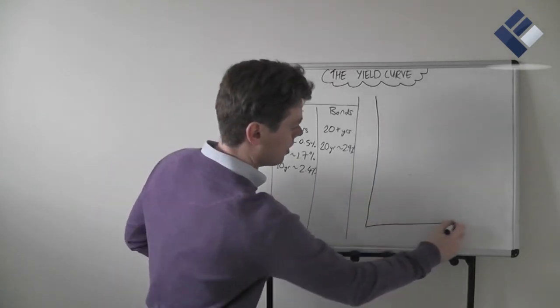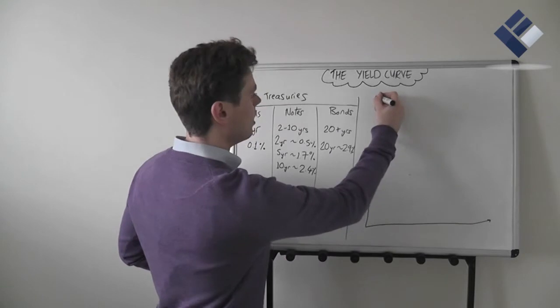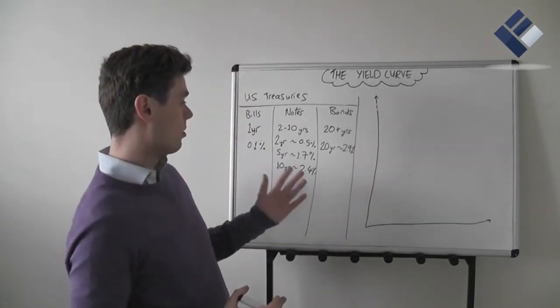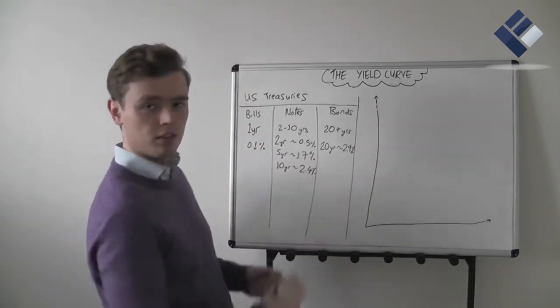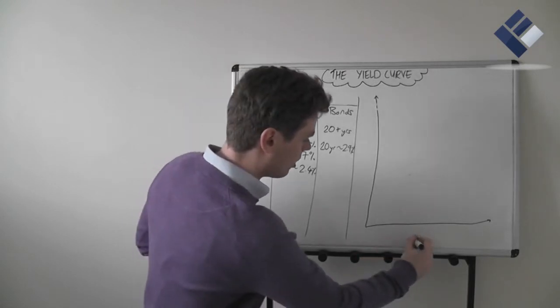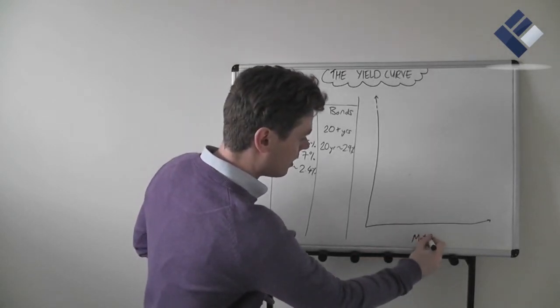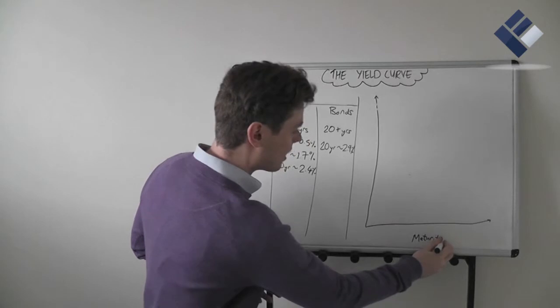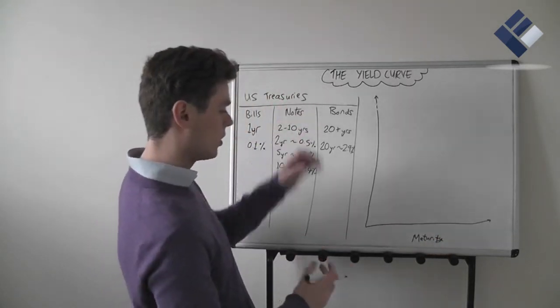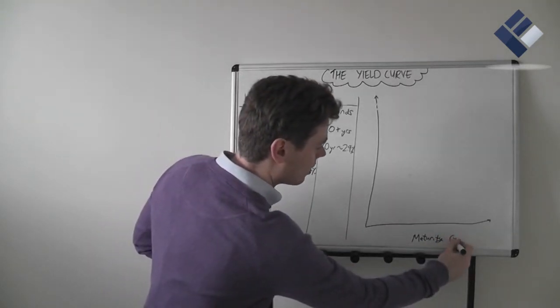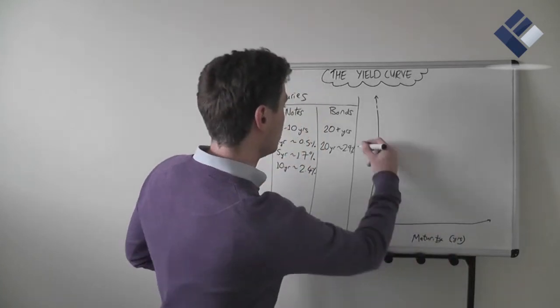The yield curve is very straightforward. It is a graphical representation of this information. It shows how the yield of a given bond, in this case US Treasuries, varies with maturity.